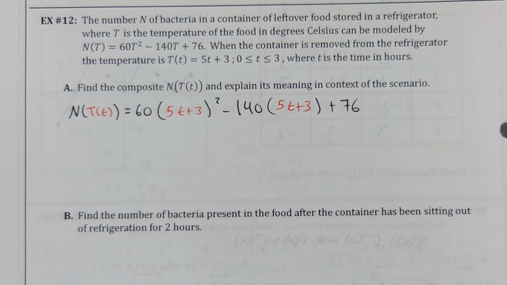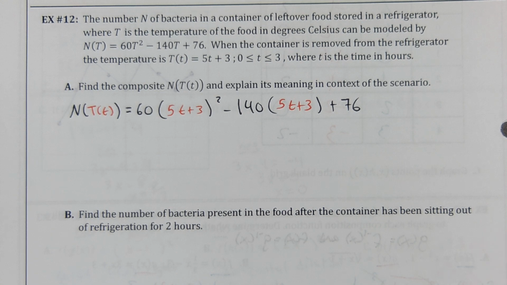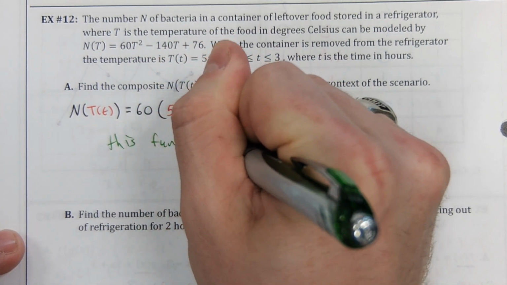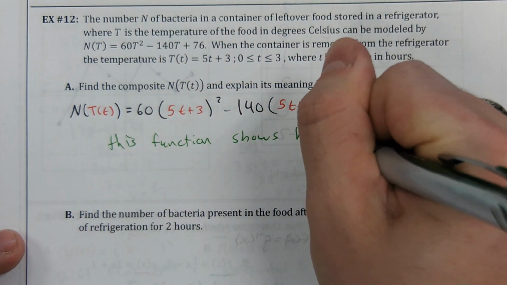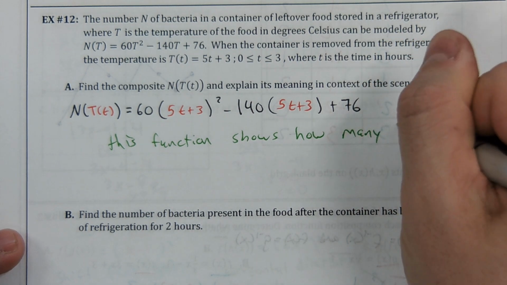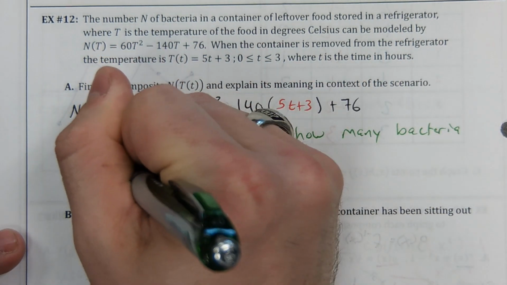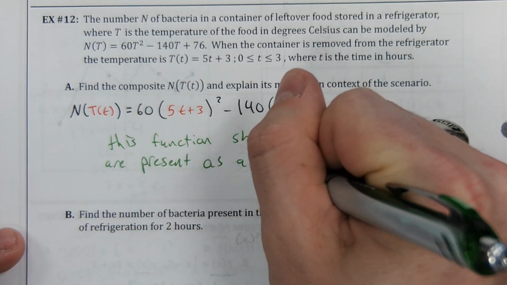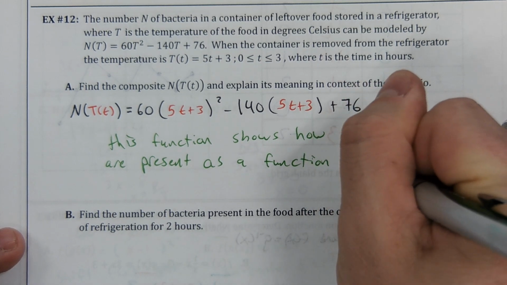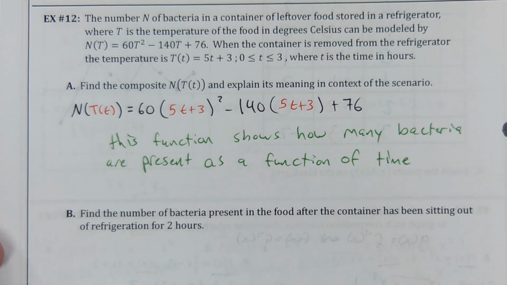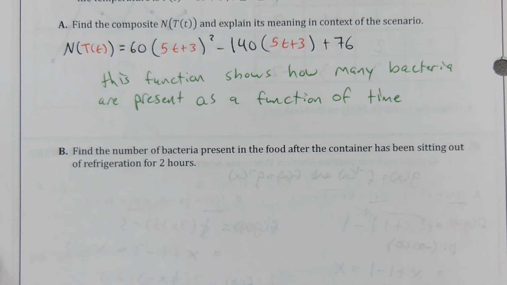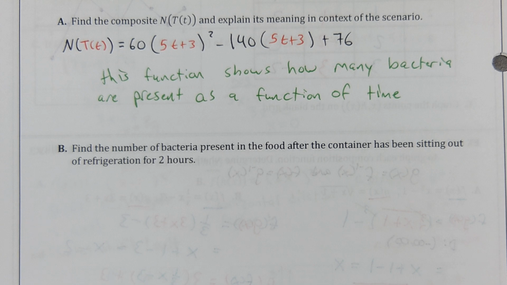It says explain the meaning in the context of the scenario. The meaning is, or we could say something like this function shows how many bacteria are present as a function of time. So you want to know how many bacteria there are? Oh, how long has it been sitting out? Enter example B. Find the number of bacteria present in the food after the container has been sitting out for 2 hours. That's time equals 2.